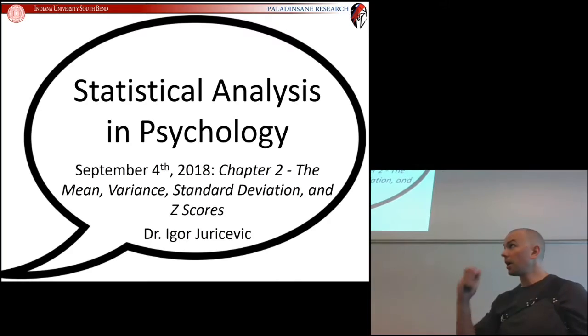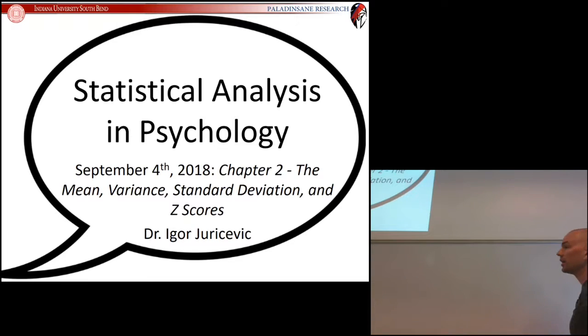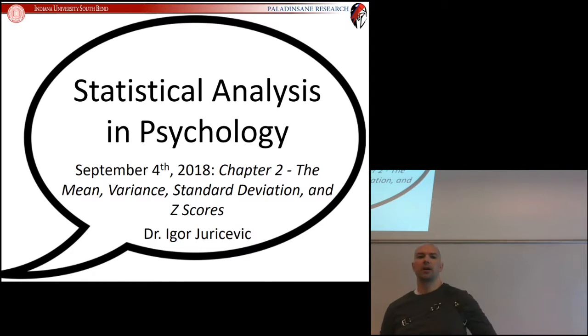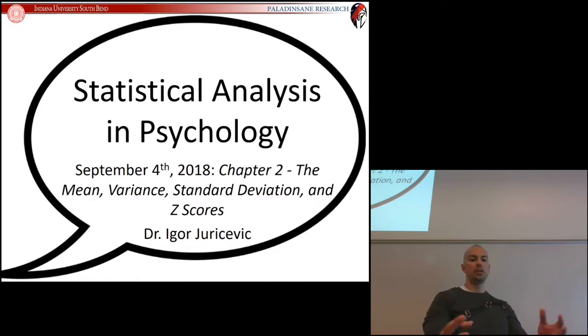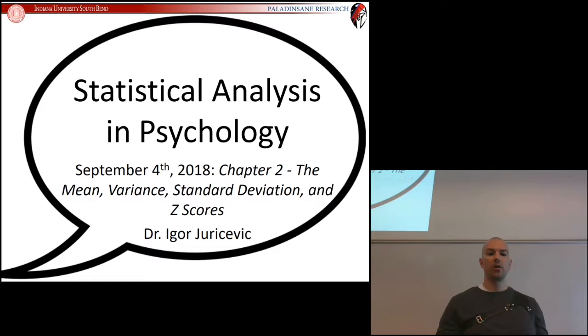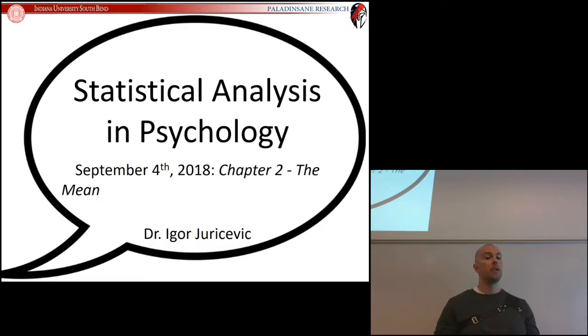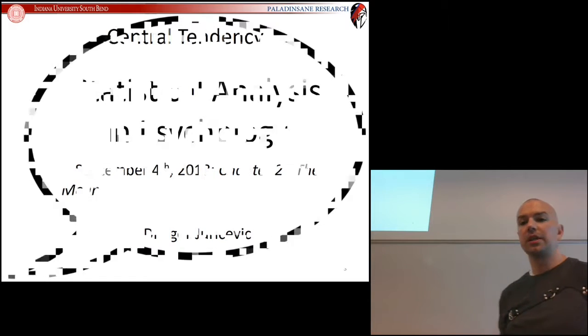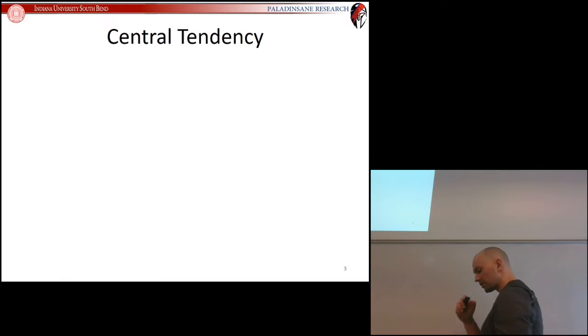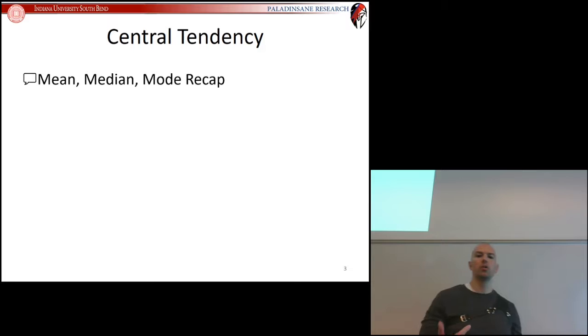All right, so away we go. So we are going to camp out in chapter 2 for a while now. You can see we got the mean, variance, standard deviation, and z-scores. We're going to go through all of those, but we're going to be starting with the mean, or as we saw last time, measures of central tendency. So what we're going to do today is we're going to have a mean, median, and mode quick recap.